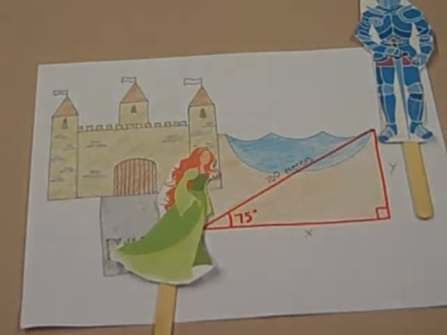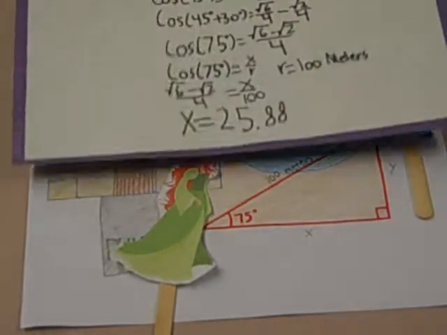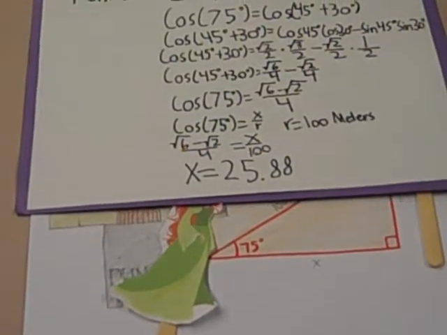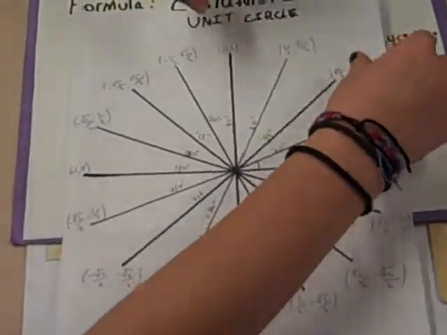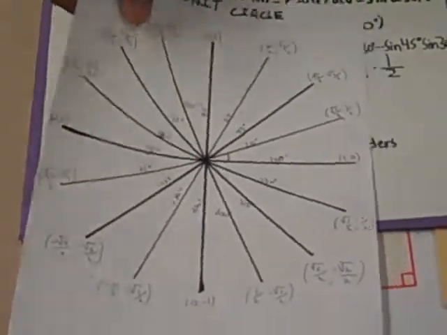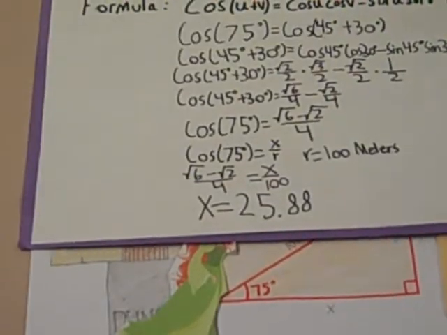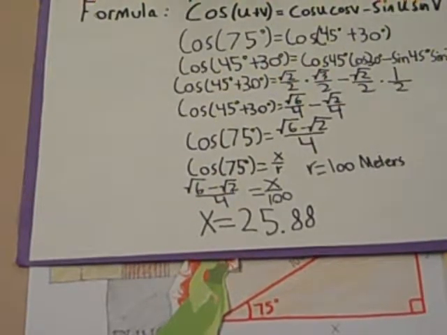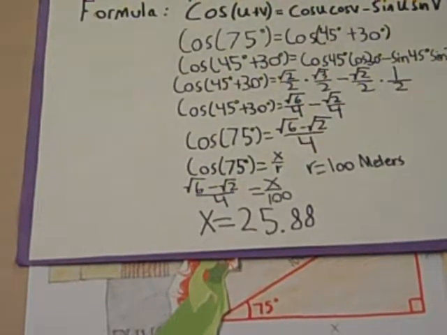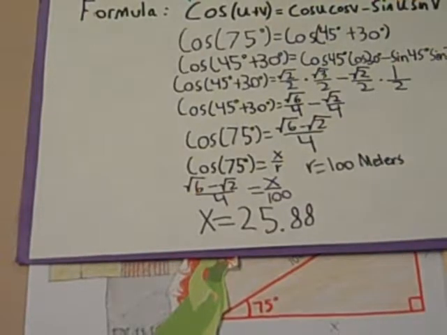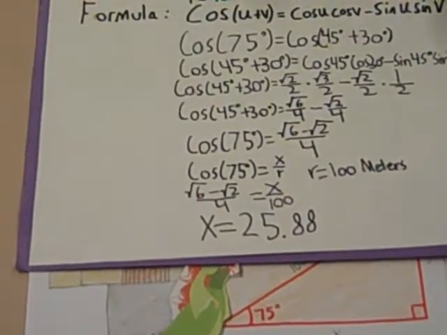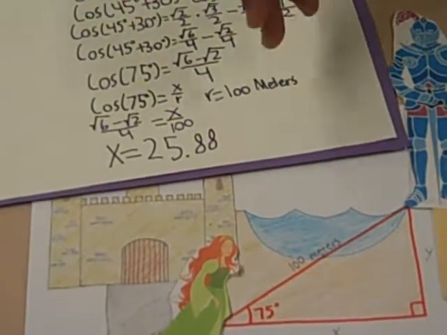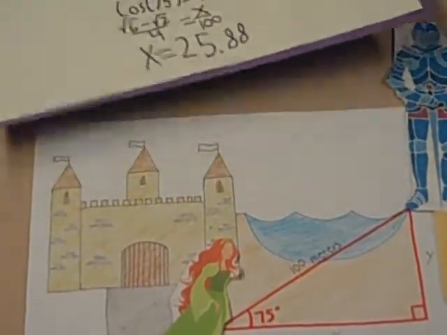But then he had to figure out how much he had to dig horizontally. So he used the cosine sum and difference formula to figure out cosine of 75 degrees. Again, he used a unit circle to figure out cosine of 30 and 45 degrees. He ended up with cosine of 75 degrees equaling square root of 6 minus square root of 2 over 4. Cosine of 75 degrees is equal to x over r. So he again replaced r with 100 meters and got x equals 25.88 meters.